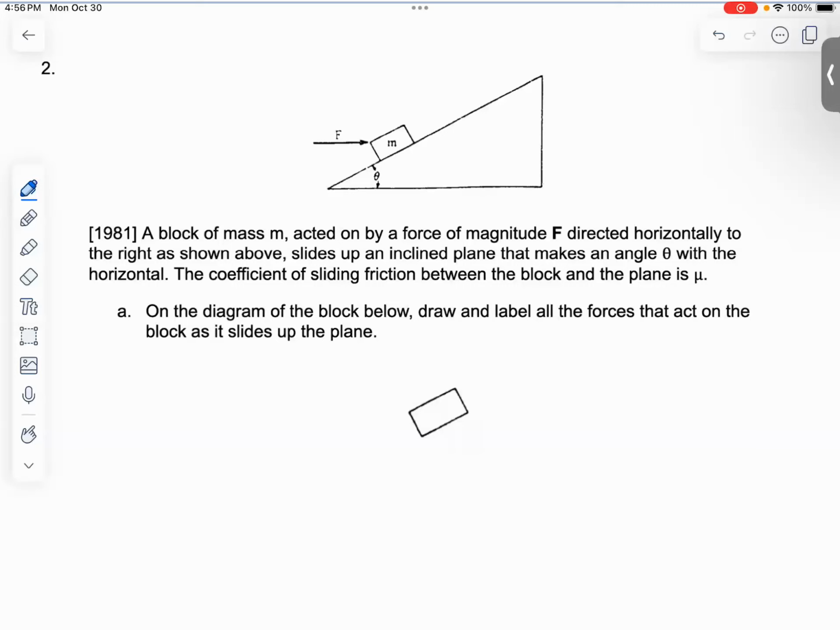Now, as you can skim through the problem right here, no numbers whatsoever, pure conceptual, okay? So let's go ahead and draw the free body diagram. How many forces should there be? Which four? Normal force, gravity. You have applied force.